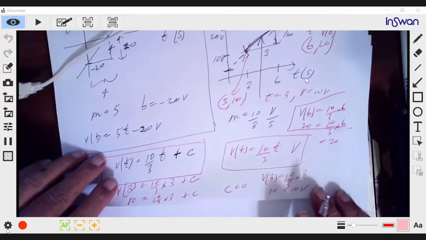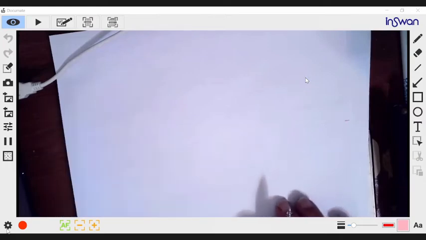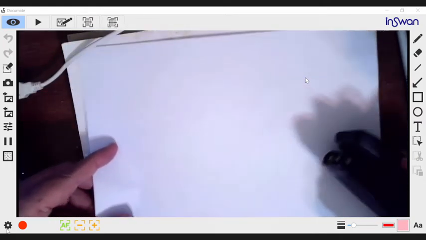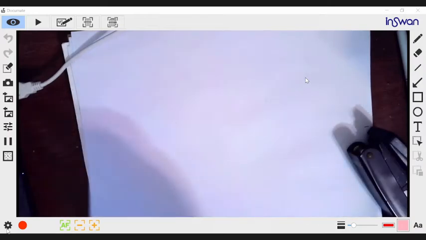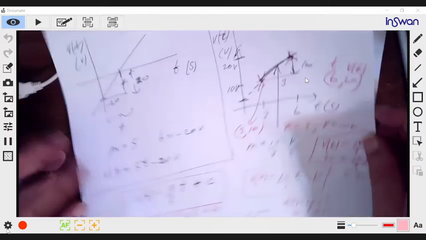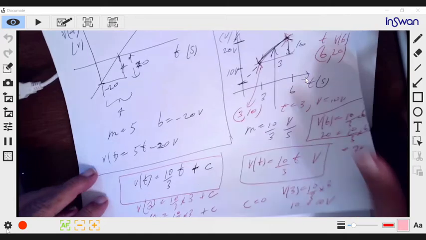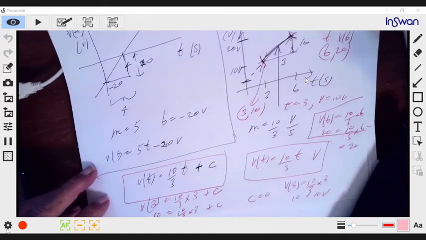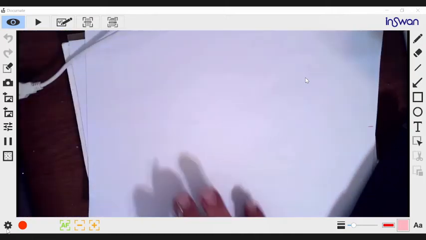Let's try one more. Dr. Conrad, you good? You could put the big block for 1 second, please. All right, thank you. Let's try another one.